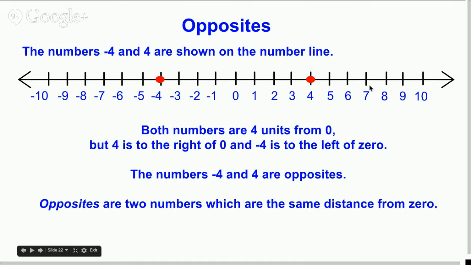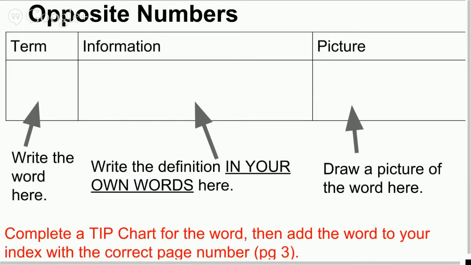7's opposite would be -7. -9's opposite would be +9. Pretty simple. Please make a tip chart, then add the word to your index. Go ahead and pause it.